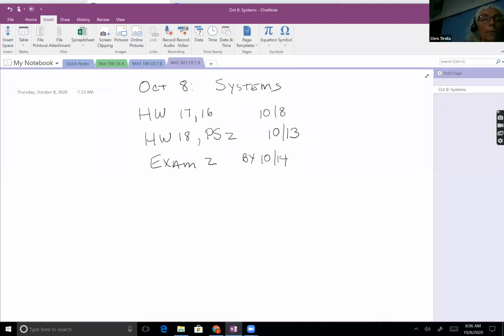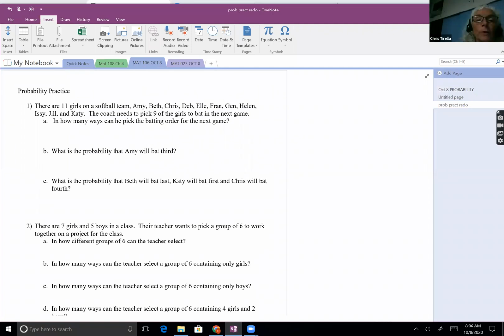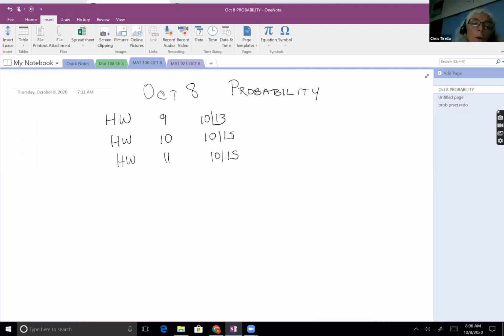So today we are going to look at more probability. We're going to look at probability with permutations and combinations. Homework 9, which deals with just the basic definition of probability, is to be done by Tuesday the 13th. Homework 10, which is the probability with permutations and combinations, and homework 11, which is the not, or, and odds with probability, are to be done by a week from today, the 15th.